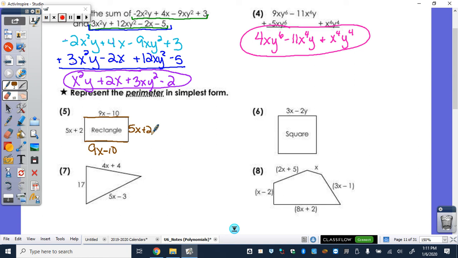So now we have to add them all up. 9x plus 10, 9x minus 10, 5x plus 2. Well, if you have to show work, you have to show me what you're doing. Add them all up. You wouldn't want to raise it to the second, but you could multiply them by 2, yes. So 9x plus 9x plus 5x plus 5x. 28x. Negative 10 plus negative 10 plus 2 plus 2. Negative 16. So 28x minus 16 would be the perimeter of that rectangle.